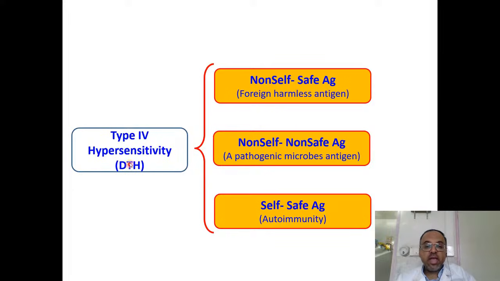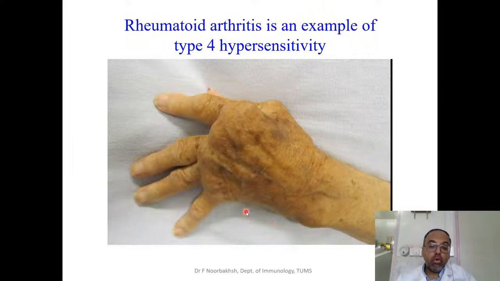And finally, can we have DTH, or type 4 hypersensitivity, against our own antigens? Yes. A lot of important autoimmune diseases are mediated by T cells, and they are examples of type 4 hypersensitivity. This is an example called rheumatoid arthritis. It's an autoimmune disease in which our own T lymphocytes attack antigens inside joints, and they can cause arthritis. After some time, they can lead to deformation in the joints, especially the small joints of the hand.